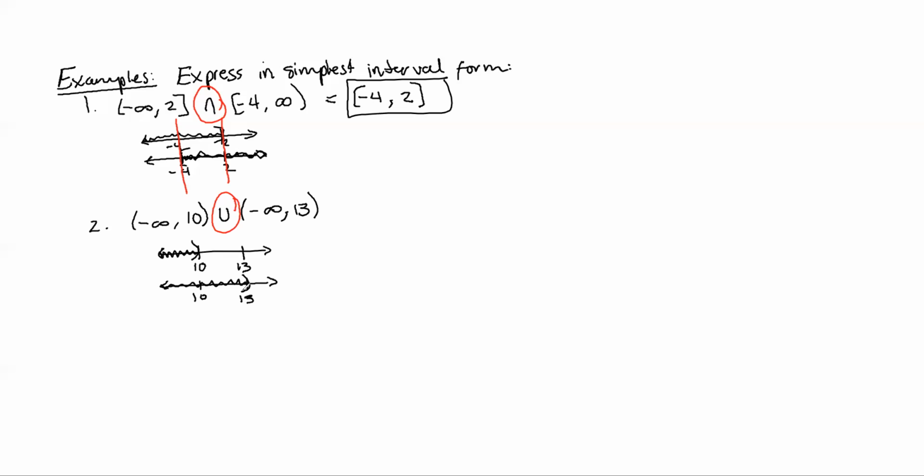So that's the key thing here. If we were looking at the intersection, we'd be looking for the overlap, but the union is everything that's shaded from the furthest left to the furthest right. There's no break in shading, so we're going to go all the way from negative infinity to 13. So our interval here is going to be from negative infinity to 13. That is the union of these two intervals if we were to combine them into one. So that's the simplest interval form.